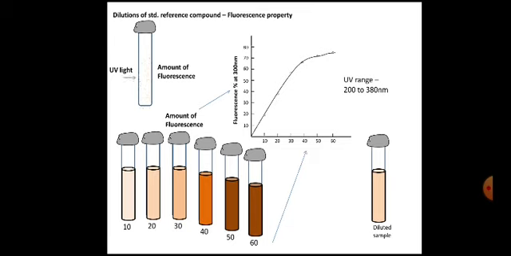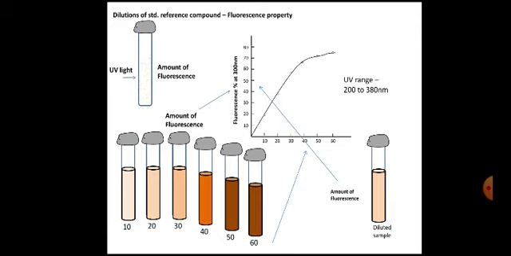Now the next step is you have your sample ready. Expose that diluted sample to ultraviolet light. Measure the amount of fluorescence. Insert that value onto this graph so that you can convert that fluorescence reading into concentration of fermentation product.